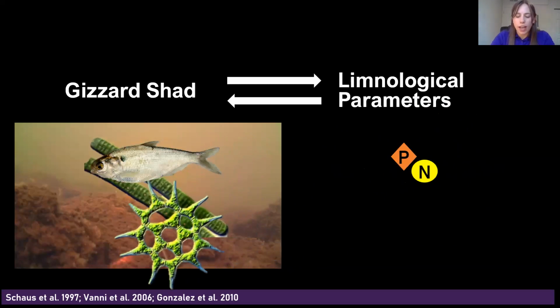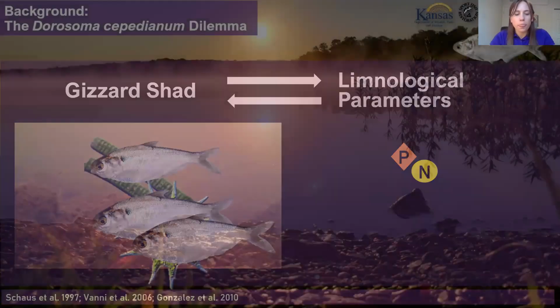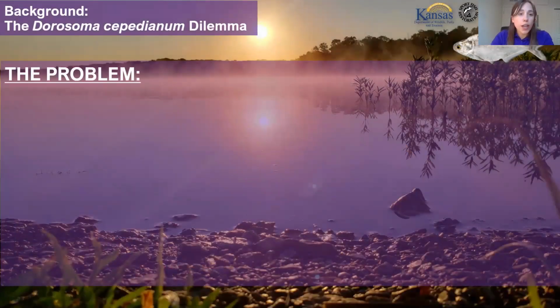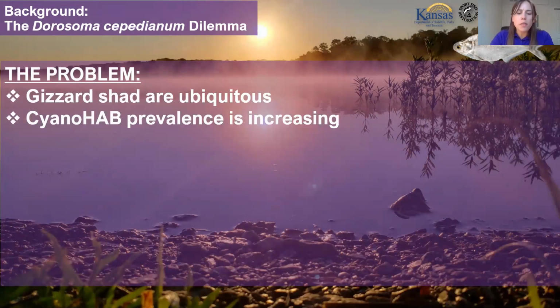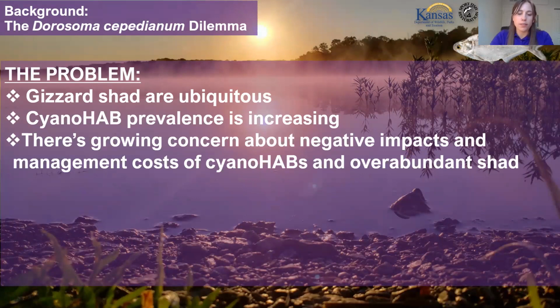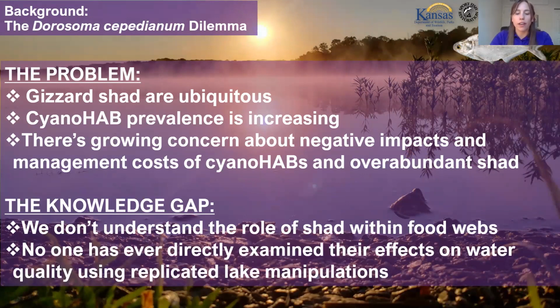We know that gizzard shad can influence small impoundment limnology, but we don't fully understand how limnological parameters co-vary with shad abundances. So to summarize, gizzard shad are ubiquitous, and cyanobacterial blooms are becoming more prevalent, and there's growing concern about their management costs. However, we still don't fully understand the role of gizzard shad within food webs, and to our knowledge, no one has ever directly studied their effects on water quality via replicated lake manipulation experiments.